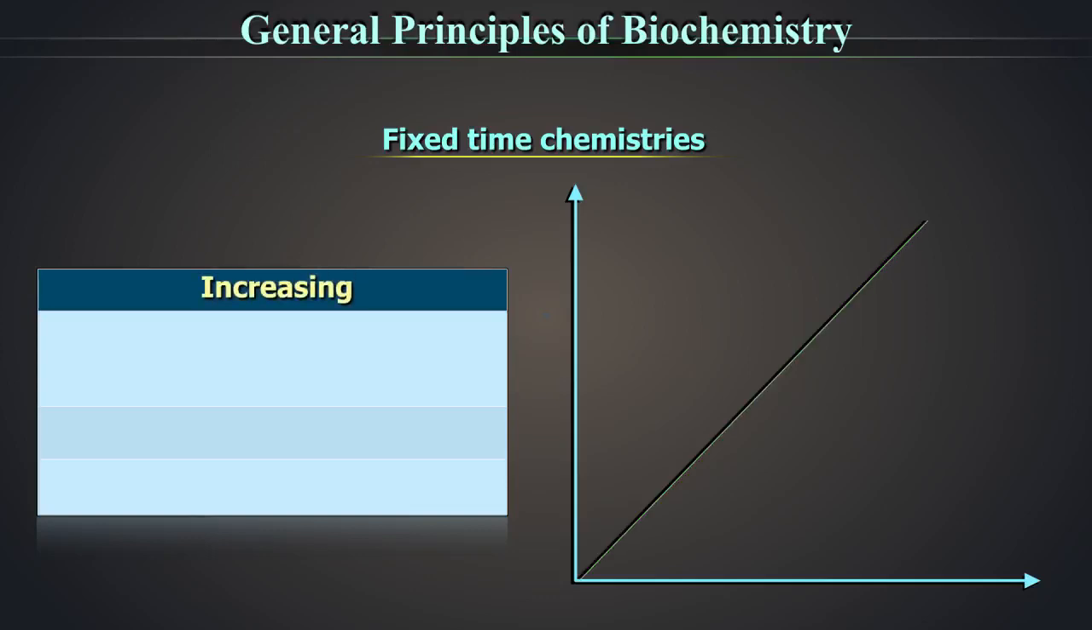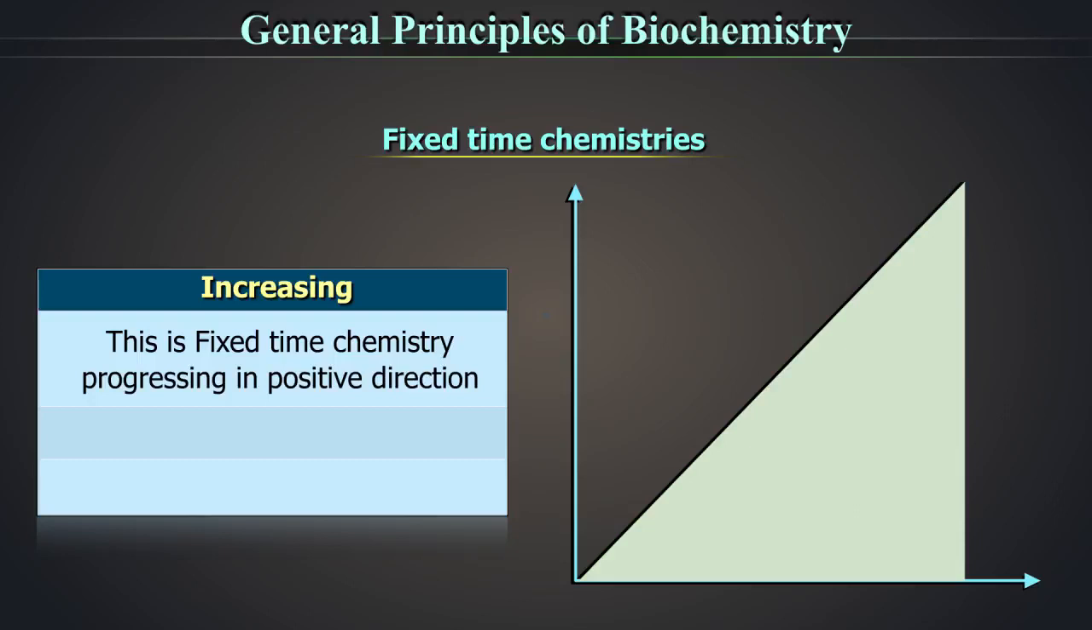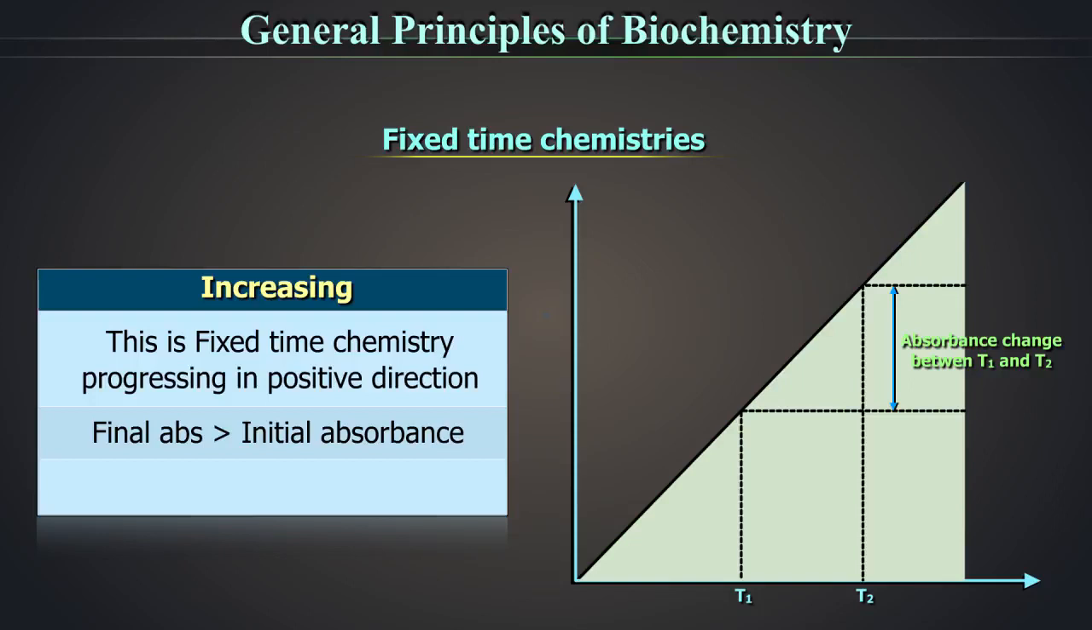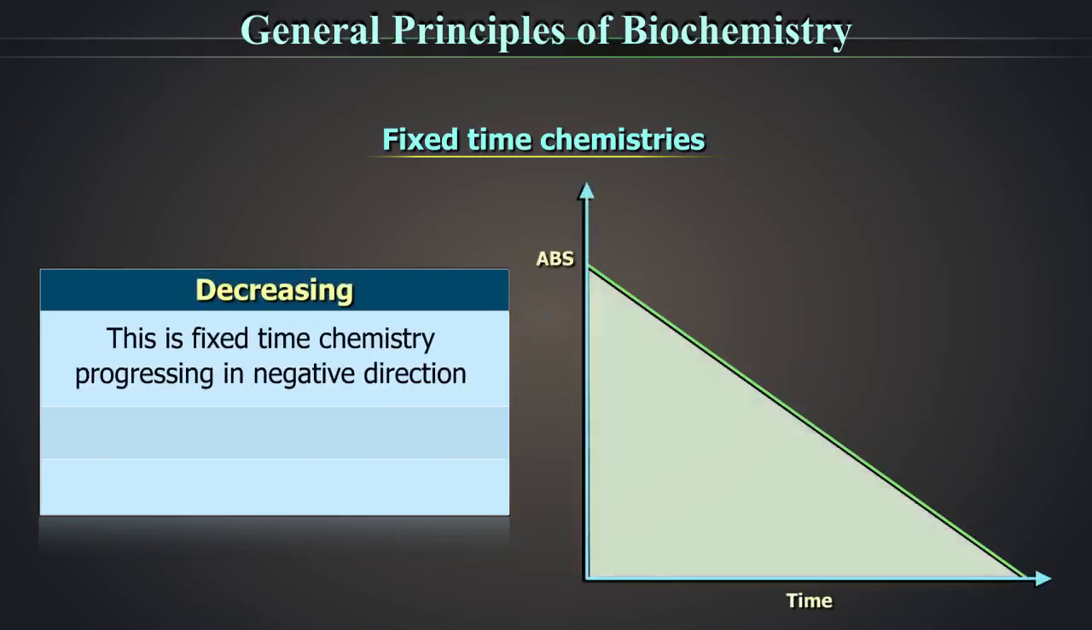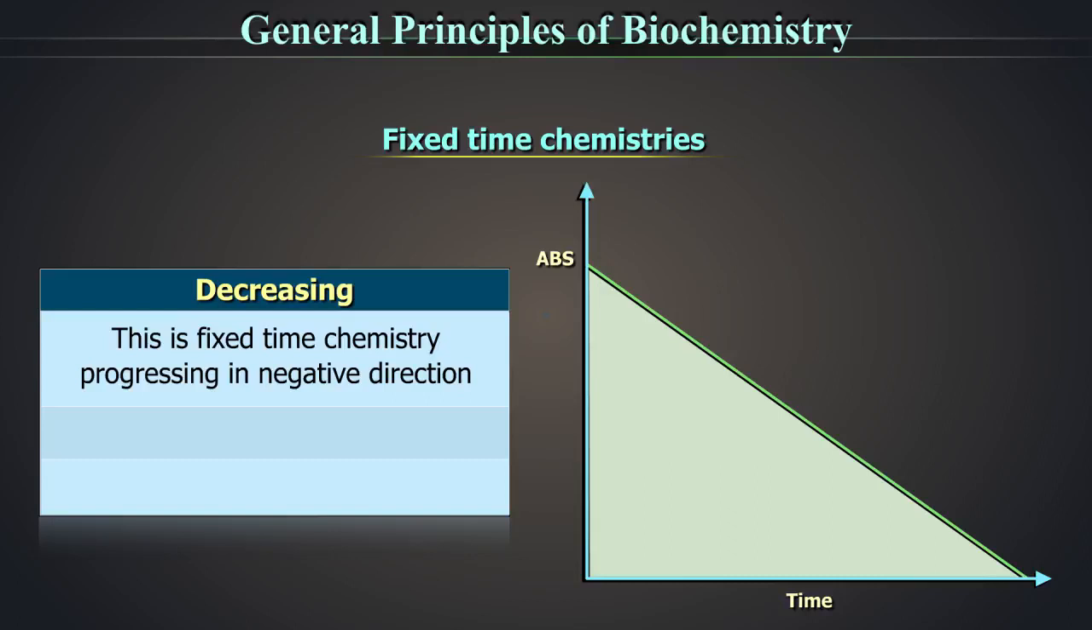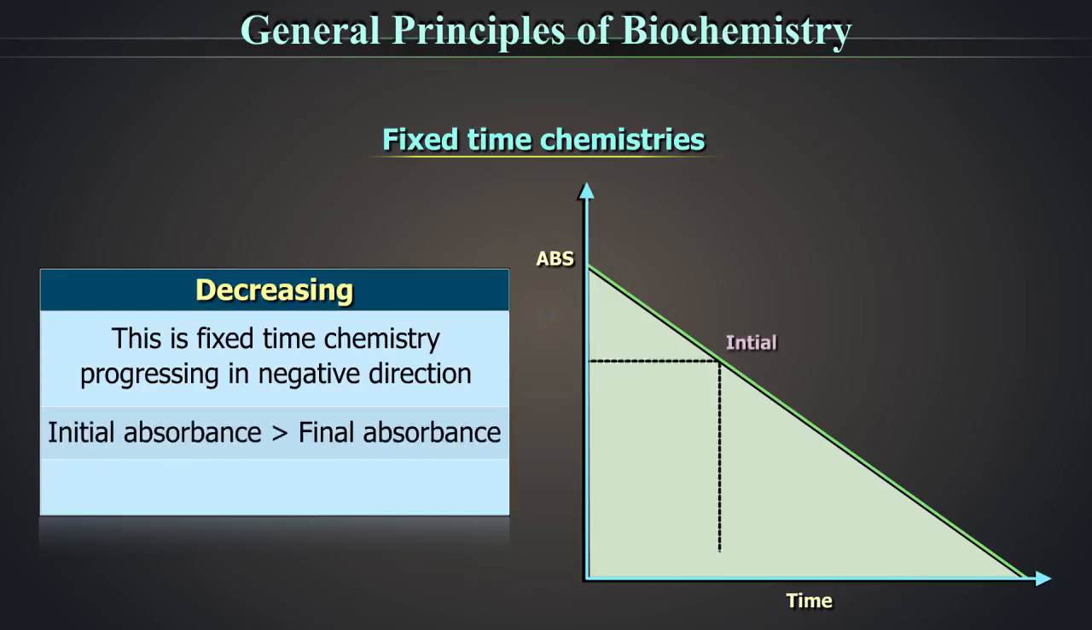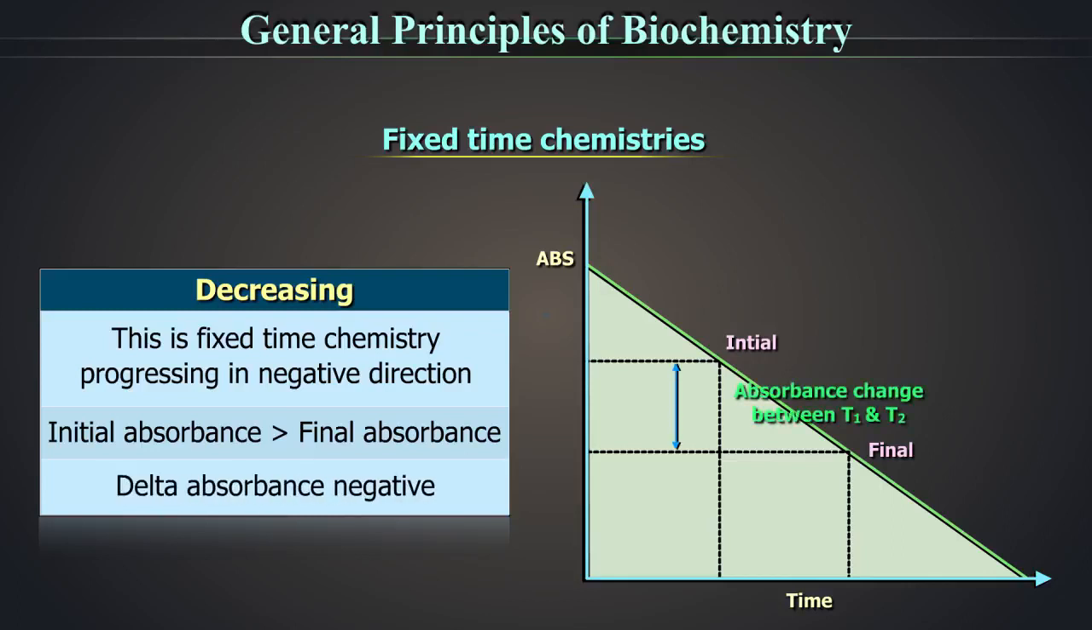A. Increasing type. This is fixed time chemistry progressing in a positive direction. The final absorbance is greater than initial absorbance. Therefore, the difference between the final and initial absorbance, called delta absorbance, is always positive. B. Decreasing type. This is fixed time chemistry progressing in a negative direction. Here, the initial absorbance is greater than final absorbance. Therefore, the difference between the final and the initial absorbance, called delta absorbance, is always negative.